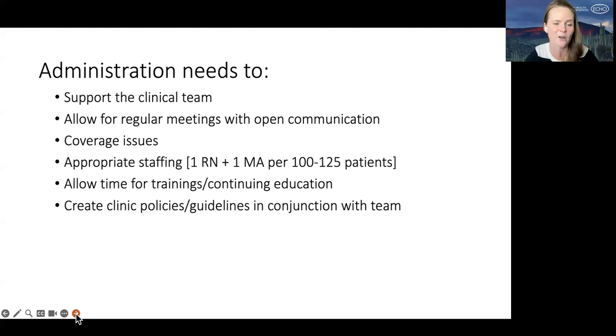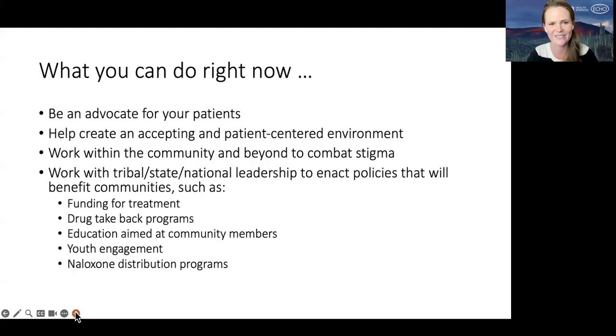A key part here, going back to the importance of training, is making sure that time is available in the staff schedule for continuing education. We've talked a lot on this ECHO about how the landscape is constantly changing with this population, particularly with fentanyl. So we want to make sure that everyone has the best and the latest information. And then, of course, administrators should work collaboratively with the team to create clinic policies and guidelines that reflect how it actually looks on the ground.